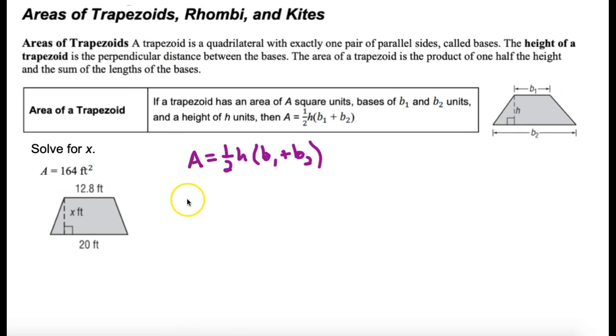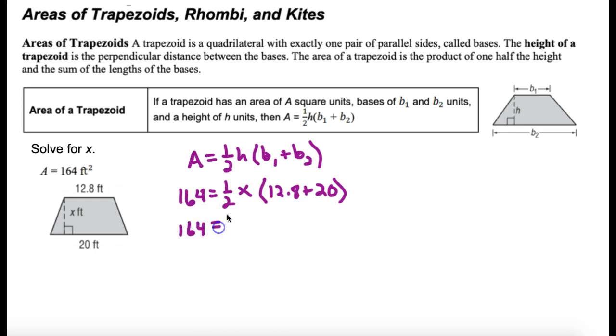So in this case, we know the area is 164. I don't know the height. The height is my x. But then I know both bases. Both bases are 12.8 and 20. Okay, so this is how I would set up this problem. Now, let's go ahead and add these values together.